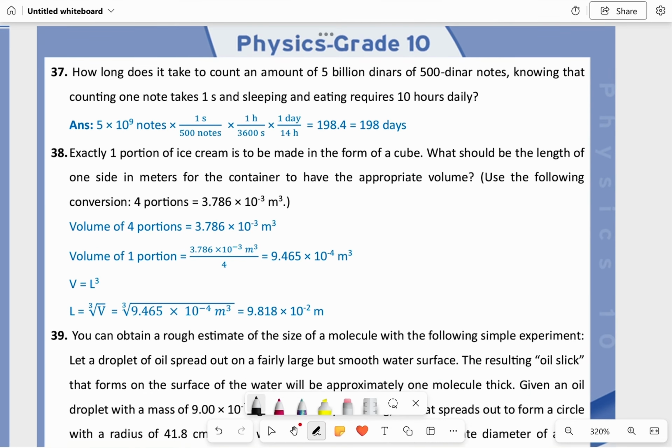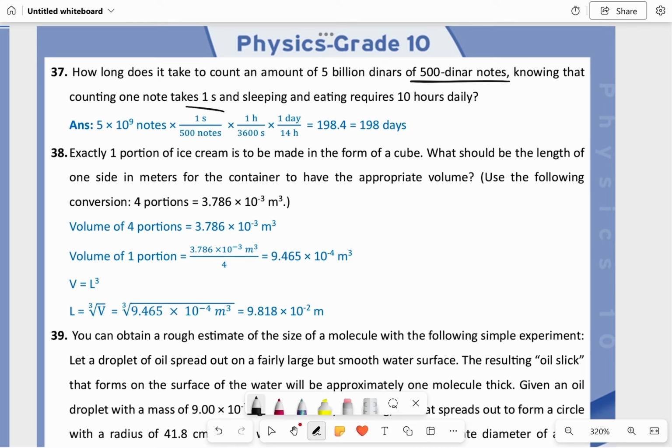How long does it take to count an amount of 5 billion dinars of 5 dinar notes, knowing that counting one takes 1 second? So you have 5 times 10 to the power of 9 notes. Divide all of this by 500 notes because you are counting 500 notes. Let's say you can count only one in 1 second.